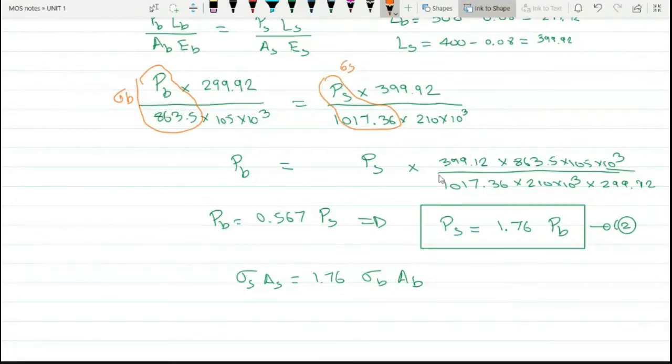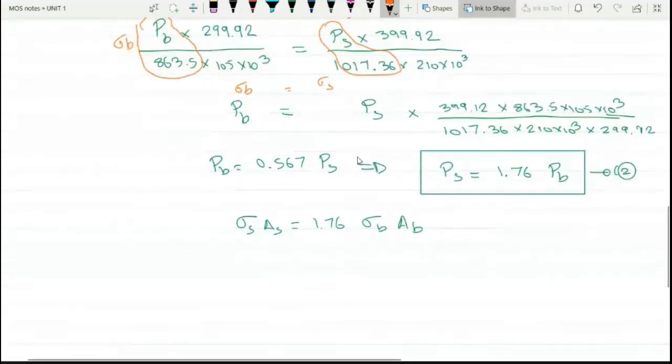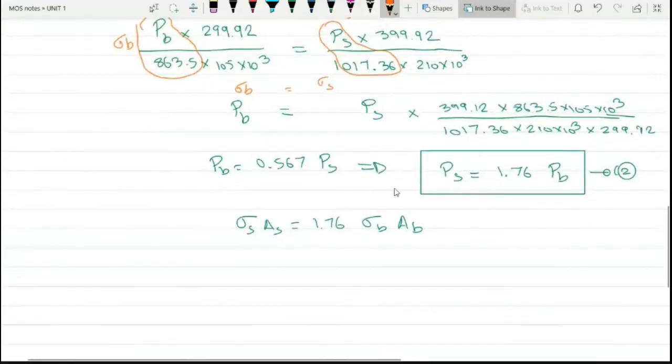So when you're done that, lots of this area will be cancelled and you'll get something related with sigma B and sigma S. That is what I want. So I am just converting this again to sigma. What I will get: sigma S will be equal to 1.76 into AB.